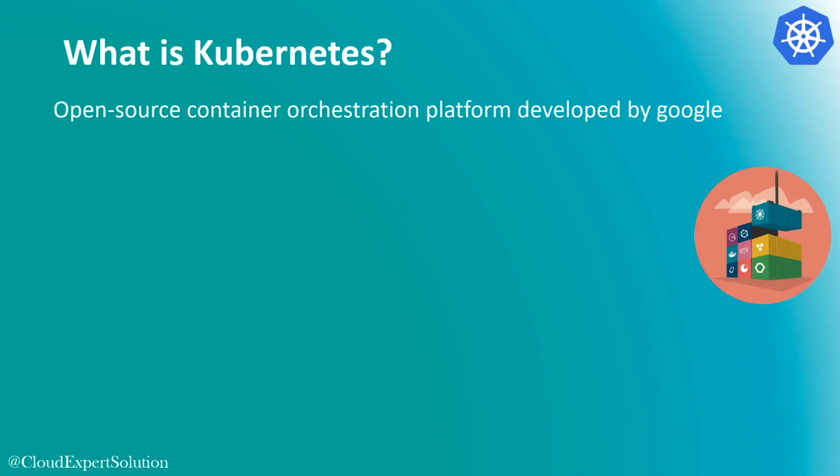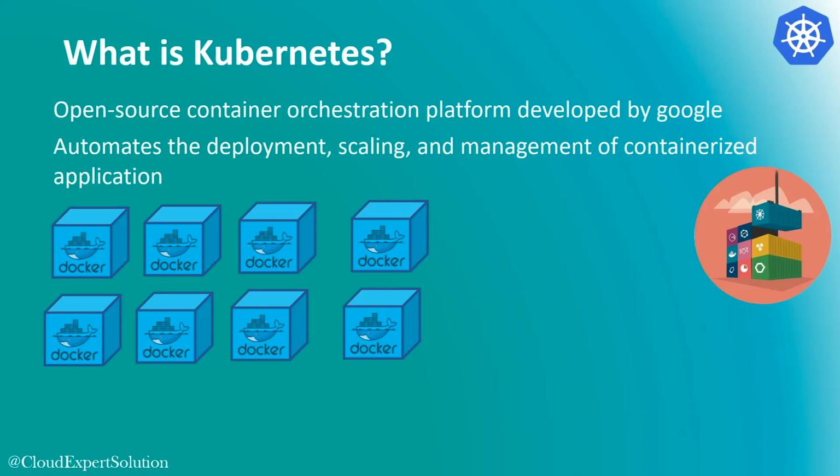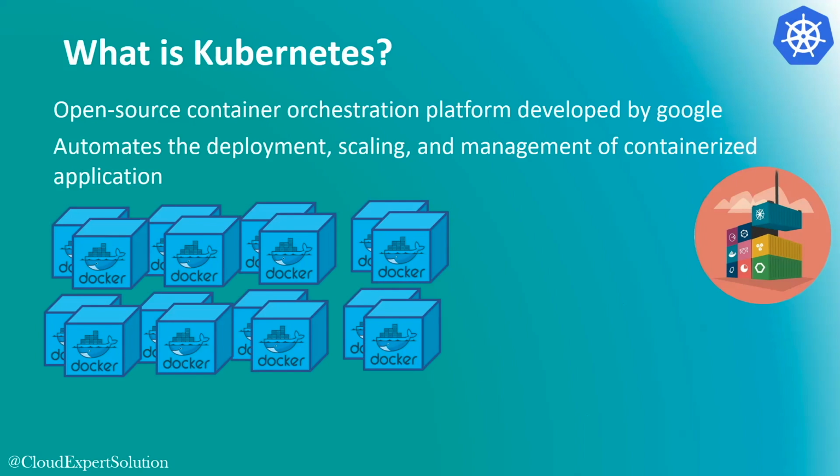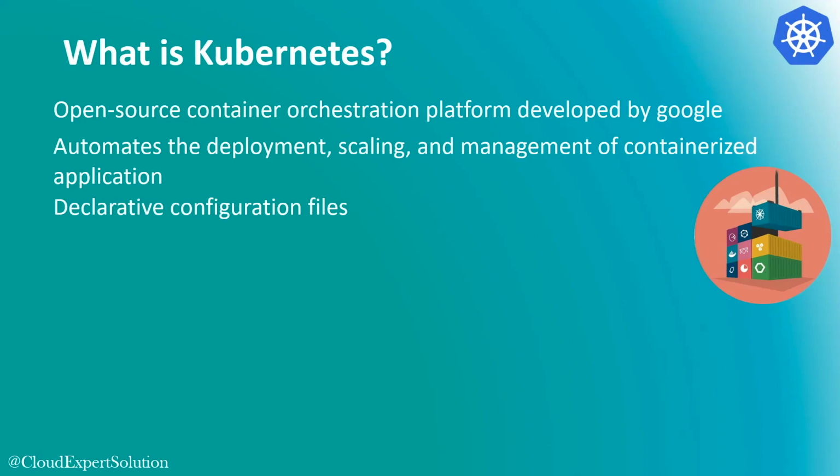Kubernetes is an open source container orchestration platform developed by Google. Kubernetes automates the deployment, scaling, and management of containerized applications. If you have hundreds or even thousands of containers, Kubernetes can help you to manage those containers and run them in a physical server, in a virtual machine, or even in cloud virtual machines. Kubernetes uses a declarative configuration file to define the desired state.